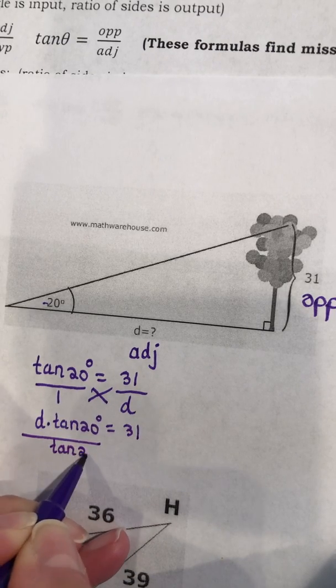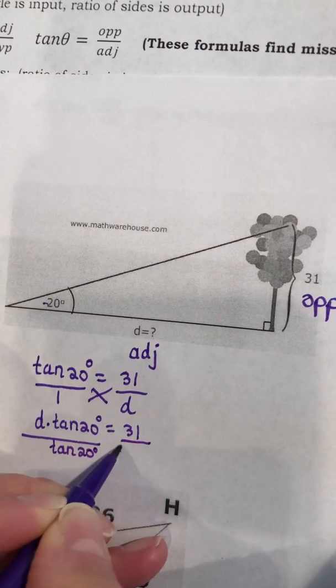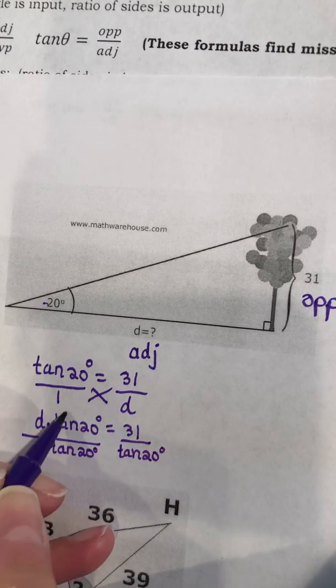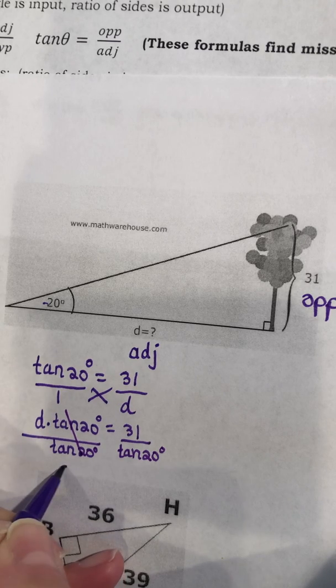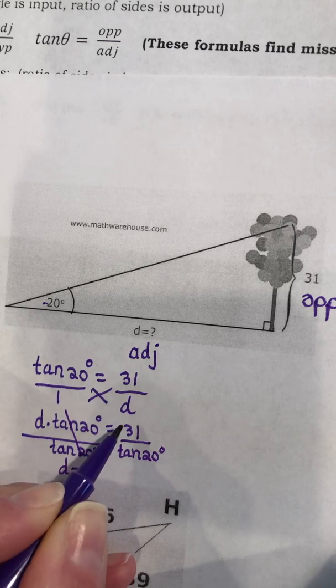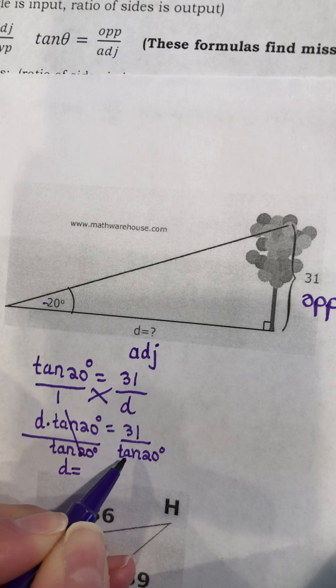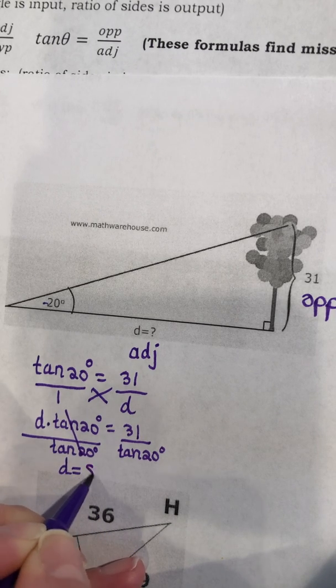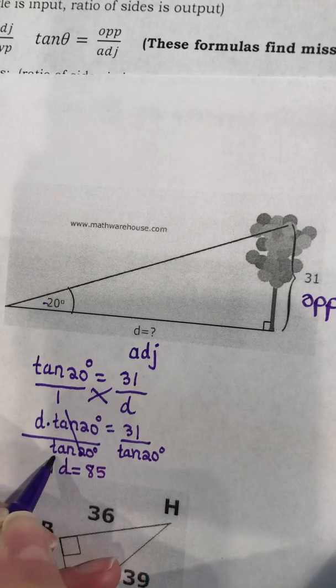So it's kind of a weird thing to do, to divide by the tangent of 20, but that's what we need to do to isolate our D value. In this case, I get the D when I type 31 divided by the tangent of 20 into my calculator. I get that D is equal to 85. So double check that you get the same result.